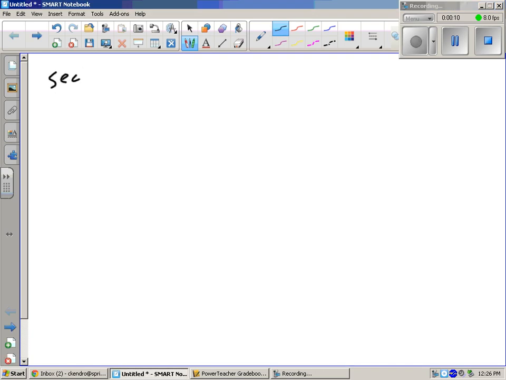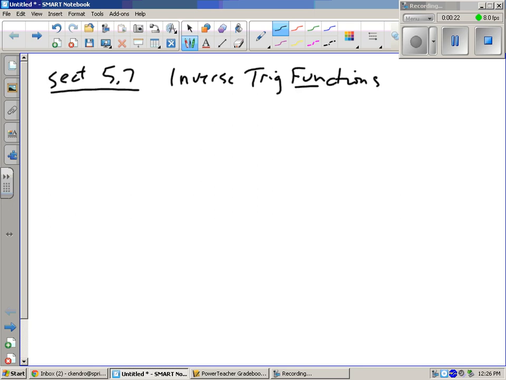So we're going to talk about section 5.7, and that has to do with inverse trig functions. Inverse trig functions are used when you have to find the angle. Usually we have sine of 30 degrees is 1/2. Well, if I take the inverse sine of 1/2, we should get 30. So it's just a way to find the angle when we don't have the angle, and we are given the sine or cosine or whatever trig function there is.